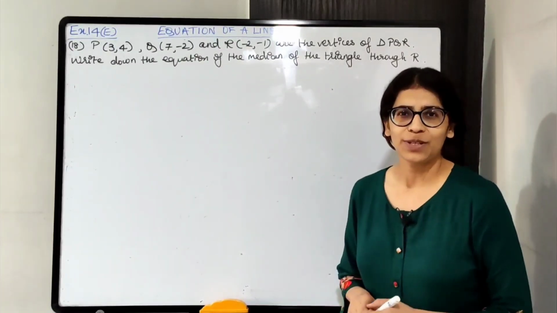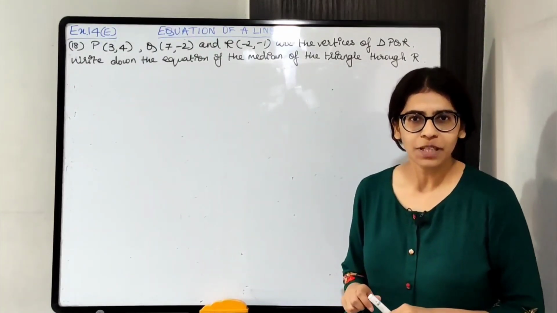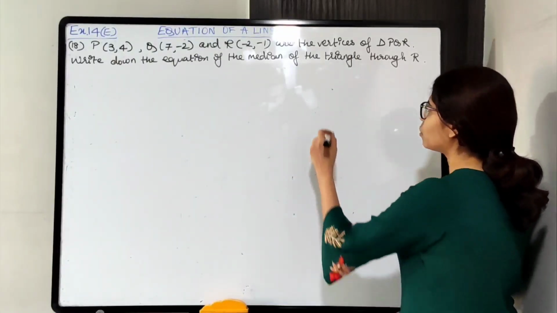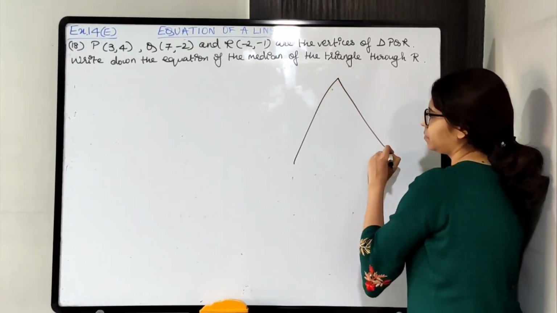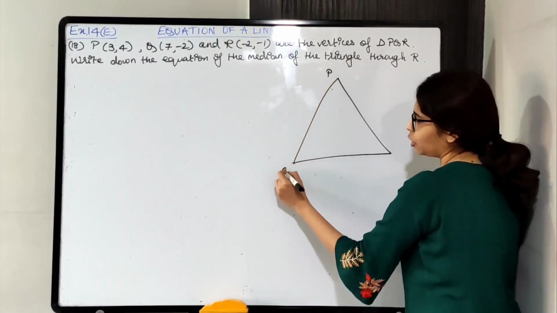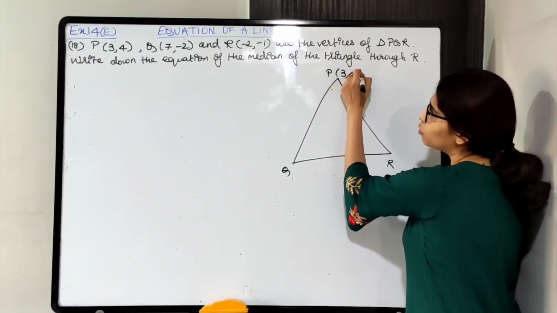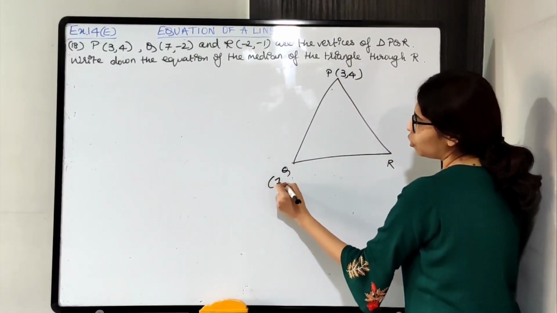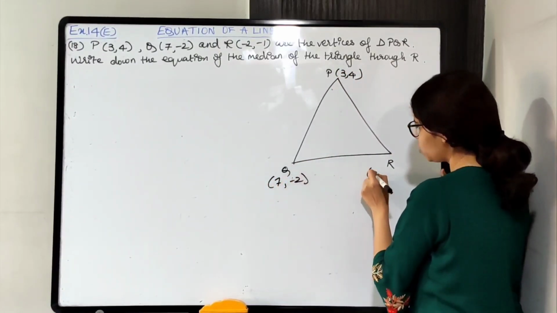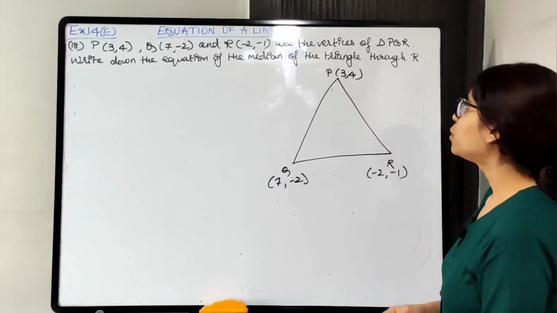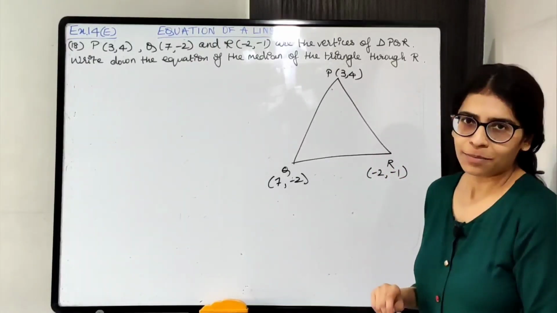It's a very easy question. There is a triangle PQR. The coordinates of P, Q and R are given. So let's draw the triangle PQR. P(3, 4), Q(7, -2), R(-2, -1). Write down the equation of the median of the triangle through R.